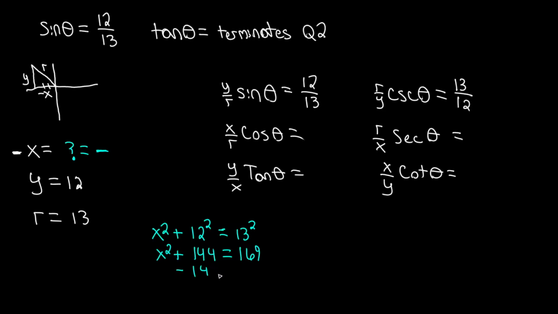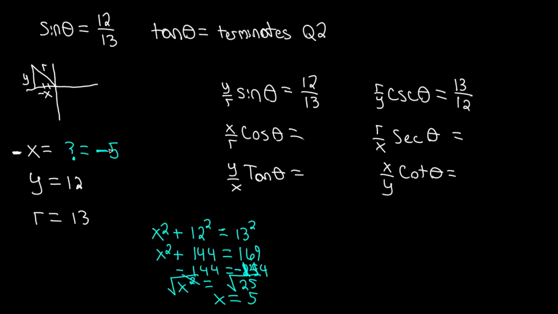Get our x squared alone. Sorry, this should be minus 144. And that would give us 25. x squared is equal to 25. Let's get rid of our square with a square root, and we find that x is equal to 5. And we know it's negative.